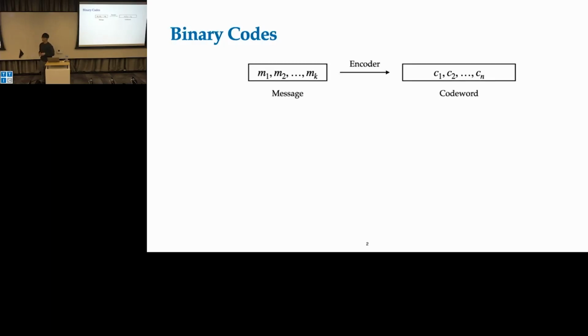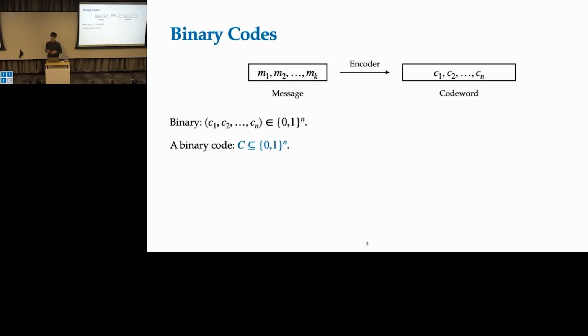An error correcting code is just an encoding procedure that takes a message and encodes it into a larger code word. So here we're taking k symbols of the message, and transforming it into a larger code word by adding some redundancy. And the hope is that this redundancy will give us better error tolerance. In the case when the code words are binary, or 0, 1, then we call this a binary code.